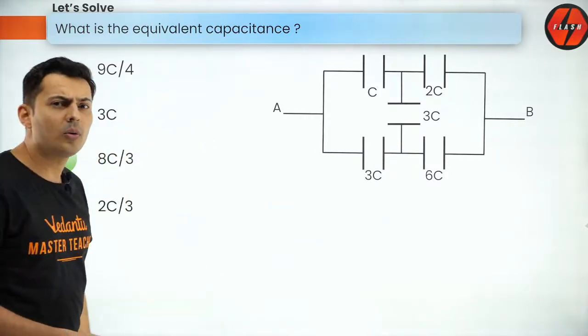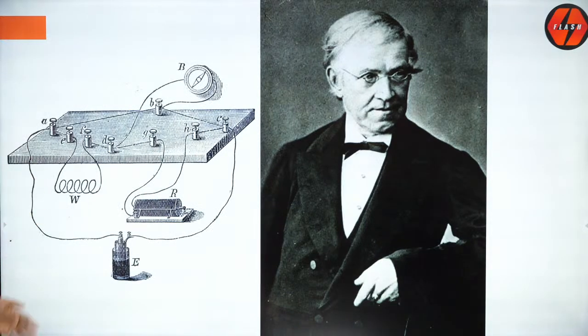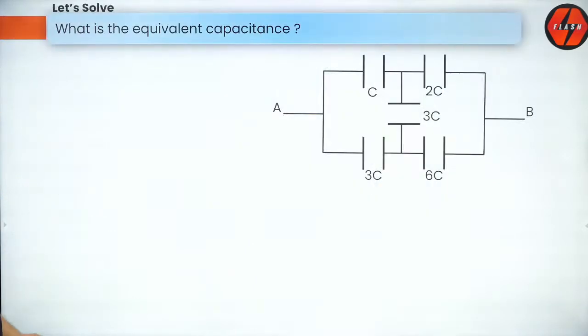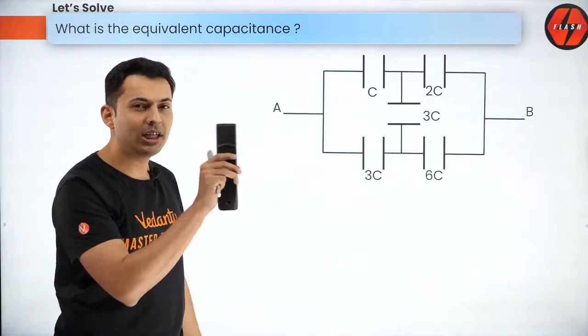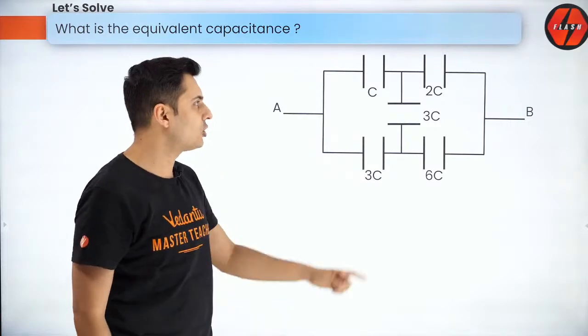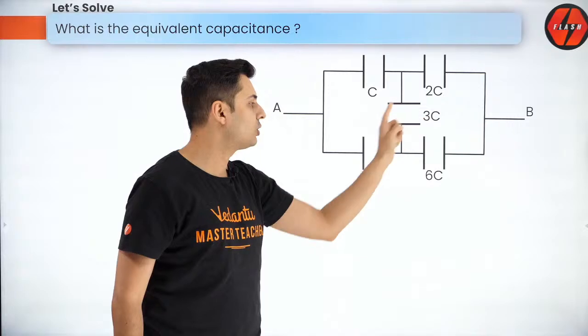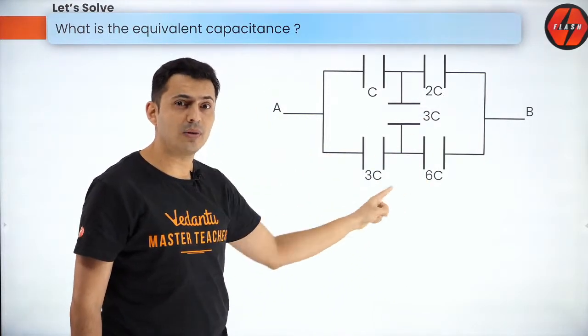Now you'll be like, sir, how did this come? Remember this very famous scientist I told you about. Who was he? Wheatstone. And I told you about this very special arrangement, Wheatstone's bridge. Yes, that circuit is a balanced Wheatstone's bridge, and it works even for capacitors. Just that you need to check whether the capacitors are in the ratio. This capacitor and this capacitor are in the ratio of 1:2. This capacitor and this capacitor are also in the ratio of 1:2.